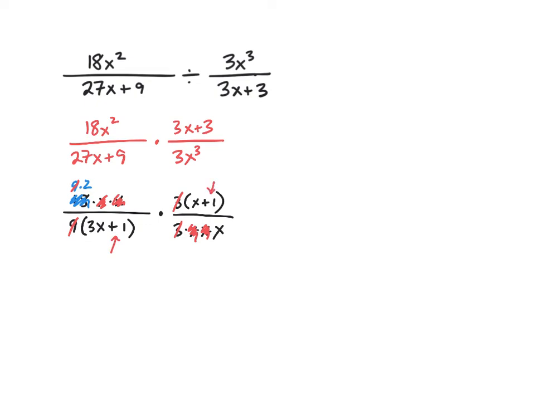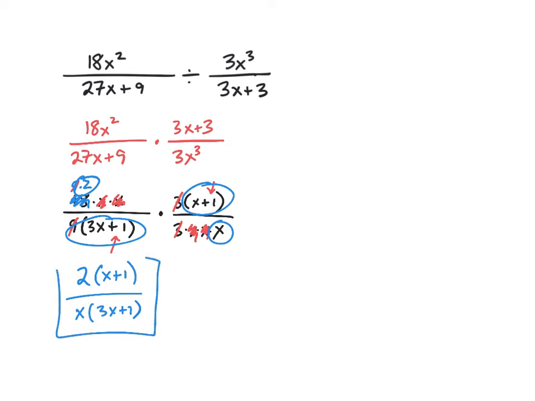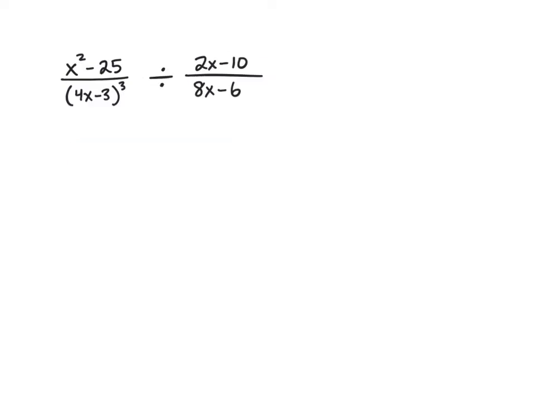So what do we have left for our final answer? I see a 2 on top. I see an x plus 1 on top. I see a 3x plus 1 on the bottom. And I see an x on the bottom. It's kind of standard to write that x out front of a group or out front of a parentheses. Let's go ahead and do one more and then wrap things up.